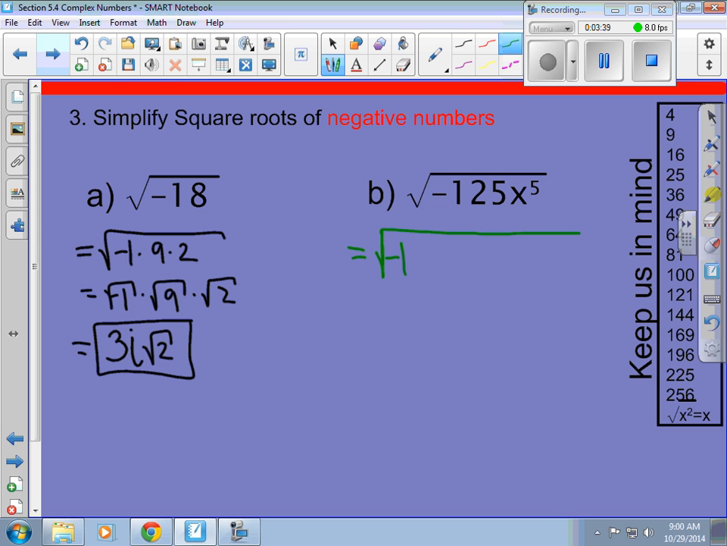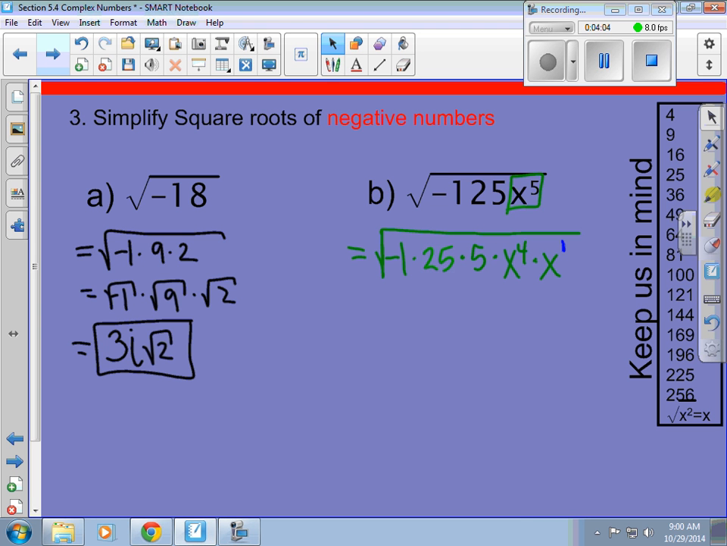I would have negative 1 times, well, what are my perfect squares in 125? Well, 25 times 5 gives me 125. And then I have an x to the 5th. Whenever you have exponents, I like to think about them in terms of even. So think about the biggest even. So I can rewrite this as x to the 4th times x. Because if you think, well, x to the 4th times x to the 1st, I add those, I get back to x to the 5th.